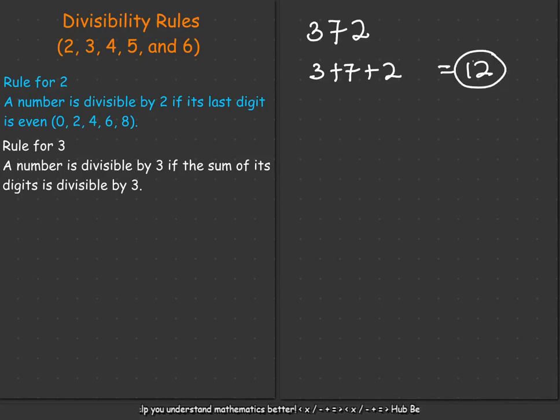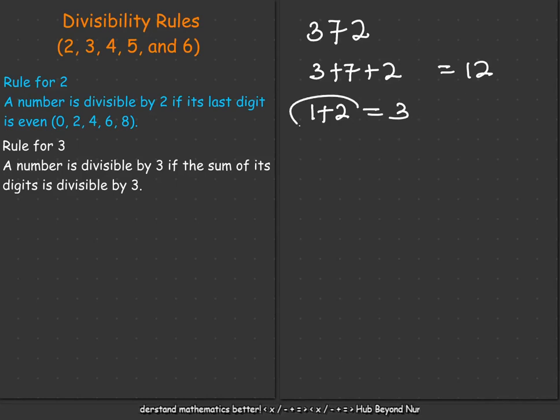If you were to add and get an answer that you are not even sure about, you can still add again. So 1 plus 2 gives us 3. And for 3, you can easily say it is divisible by 3. So 3 is divisible by 3, which implies that 12 is divisible by 3. And if 12 is divisible by 3, then this confirms that 372 is also divisible by 3. Let's now go to 4.